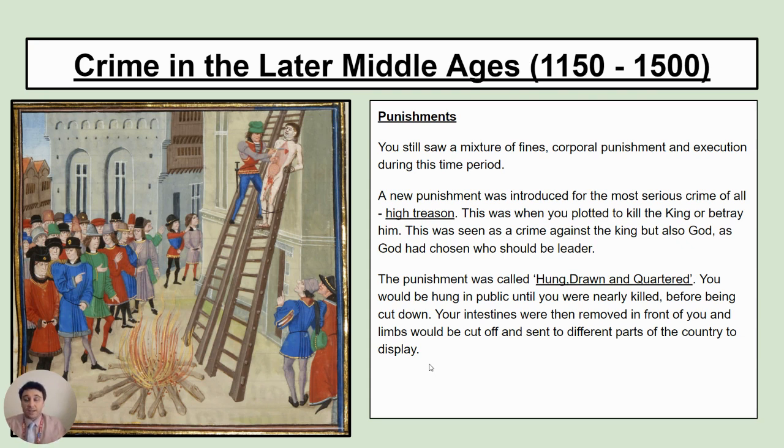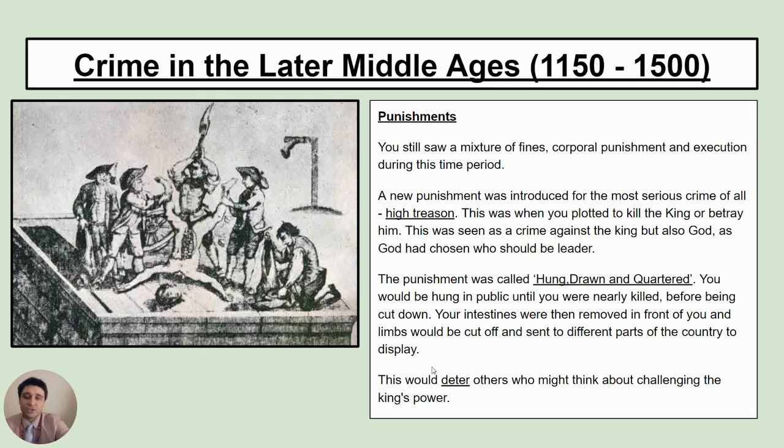And then after you had died, because that can be lethal, your limbs would then be cut off and sent to different parts of the country to be displayed as a warning. So you might end up with someone's leg, for example, in your town as a warning of what will happen if you go against the king. As you can imagine, this would act as a huge deterrent about people who were thinking about challenging the king's power at this time. It's a bit gross, that one. I probably should have warned you first of all, but it doesn't matter, it's okay.